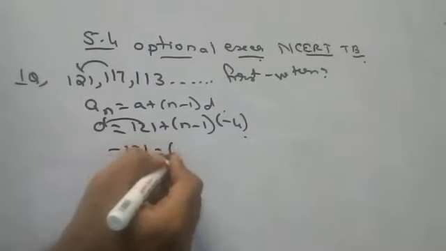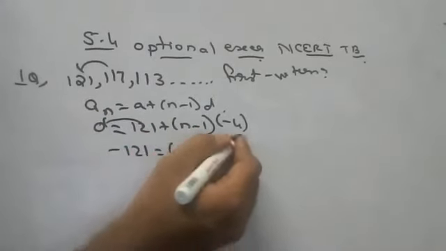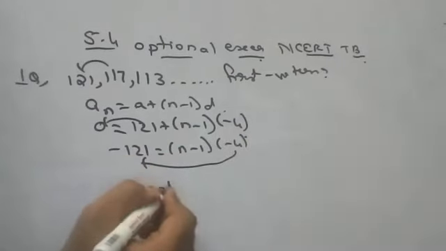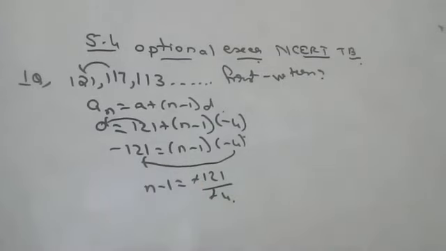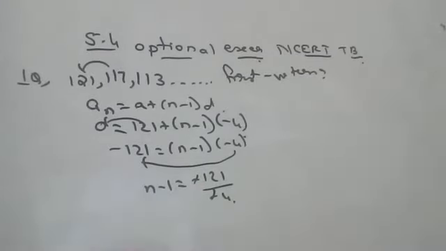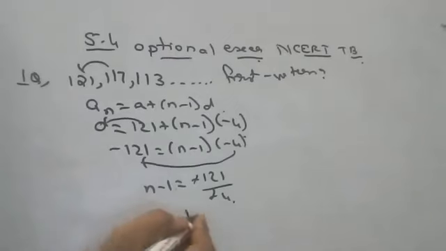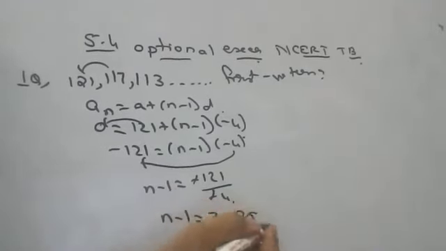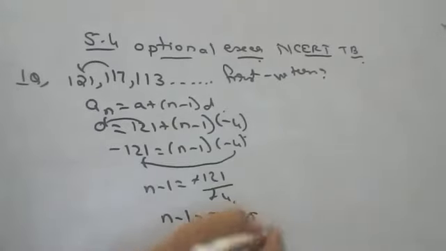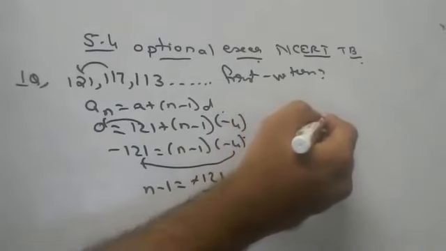Minus 121 is equal to (n minus 1) into minus 4. This comes here, children. N minus 1 is equal to minus 121 by minus 4, the minus gets cancelled. So after this, what do you get, children? N minus 1 is equal to 30.25. 30.25 plus 1 comes here. N is equal to 31.25.